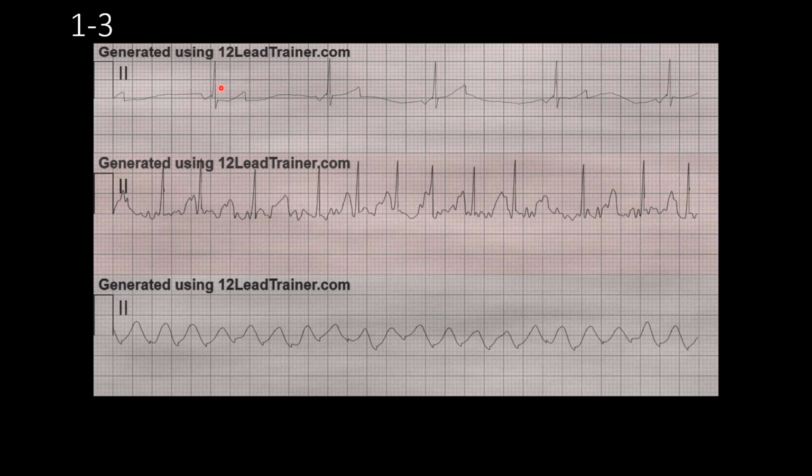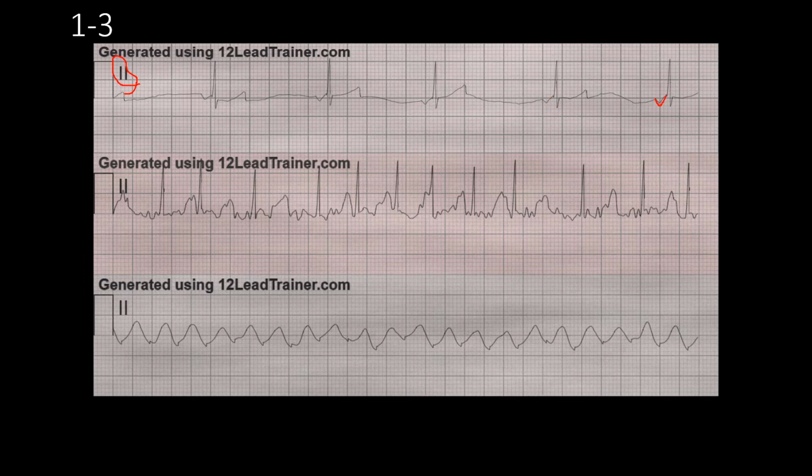So next we're going to check our intervals, we're going to check for P waves. So in this there actually are P waves, but if you notice they're inverted. So automatically, and this is in lead 2, with inverted P waves we know this is not a sinus rhythm. So now we'll go on to our intervals.